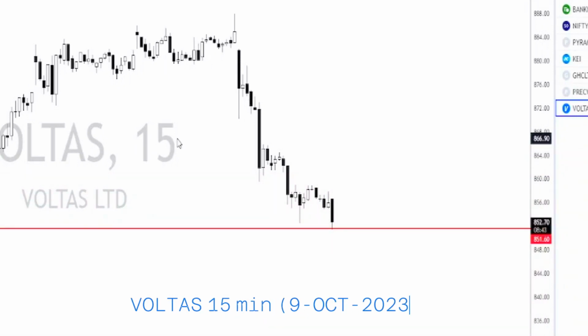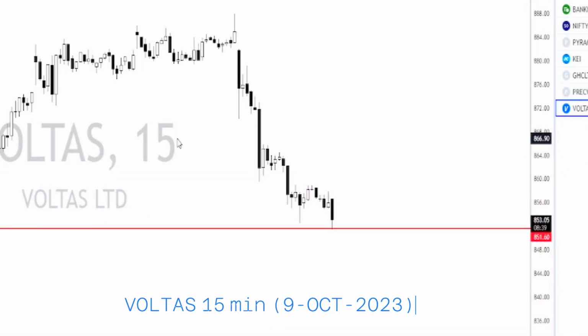Friends, this is a guide on how I use Fibonacci to trade gap downs along with candlesticks. So I'll explain it with an example. The stock is Voltas. This is something that I traded today.